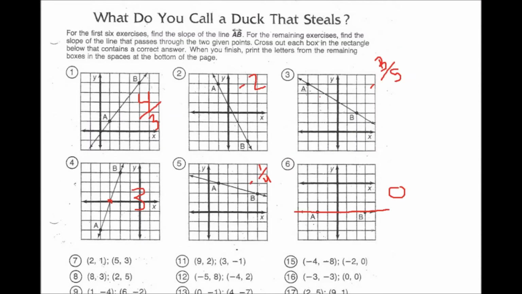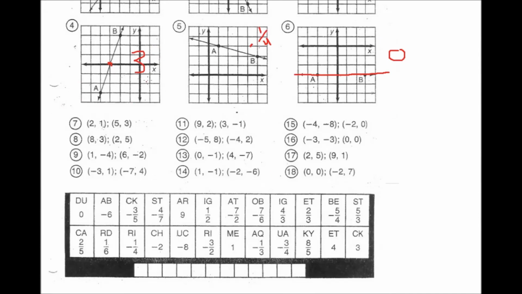All right, for the second part here, find the slope of the line that passes through 2 given points. So now we're solving for the slope in between these 2 spots here. Now, this equation is pretty easy. It's just y2 minus y1 over x2 minus x1. So let's write that equation up here.